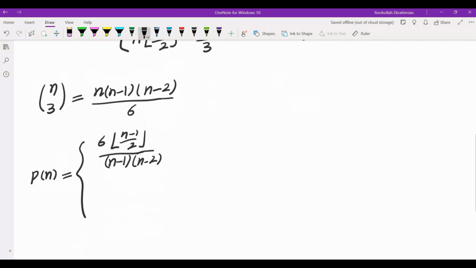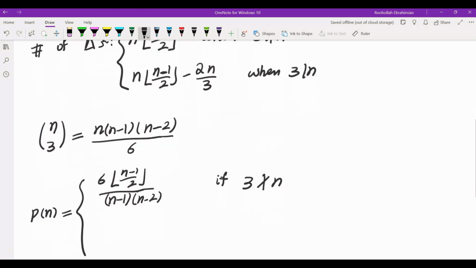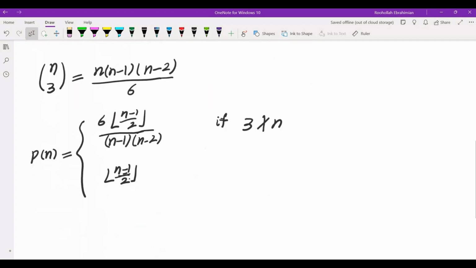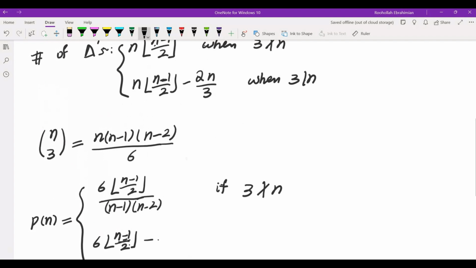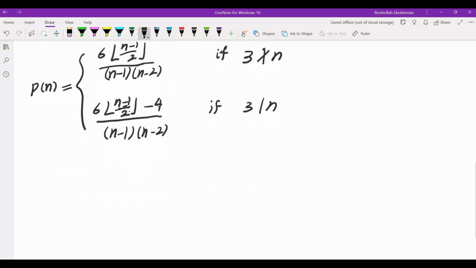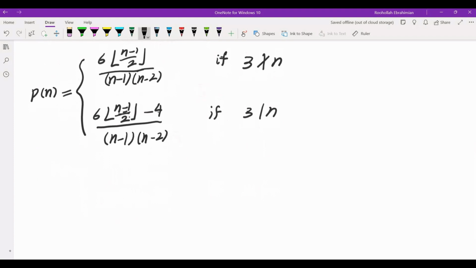This is if 3 does not divide n, and we do the same thing for the other one. We get floor of n minus 1 over 2. We can multiply by 6, so we get this minus 4 divided by n minus 1 times n minus 2. This is if 3 divides n. Now, in each case, we'll have to see whether the fraction simplifies to 1 over something. But in the first case, we'll have to see whether n is odd or even.